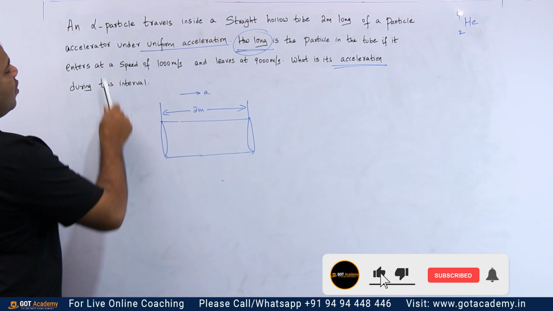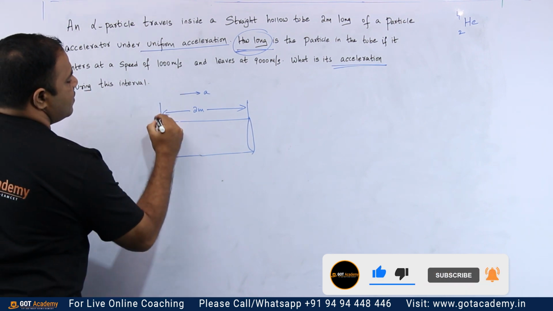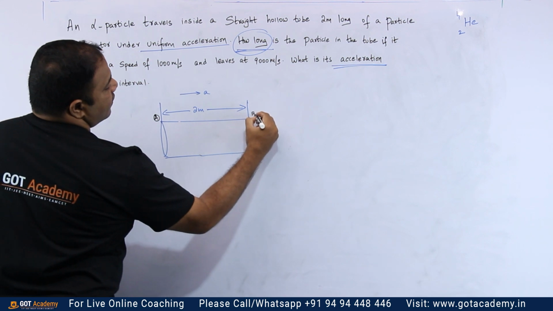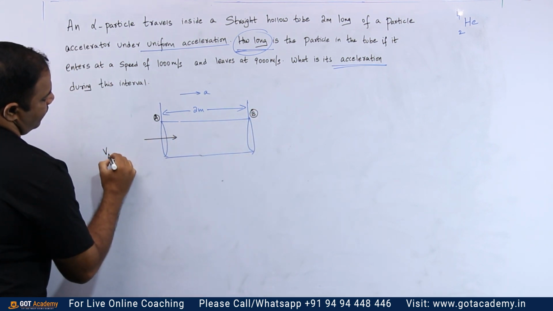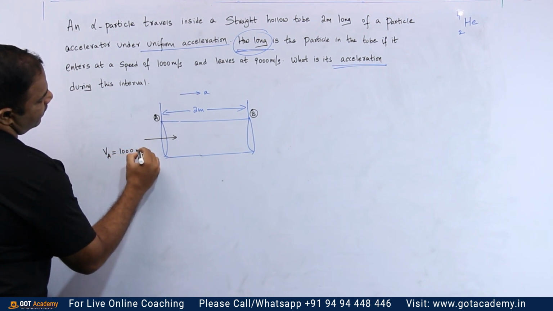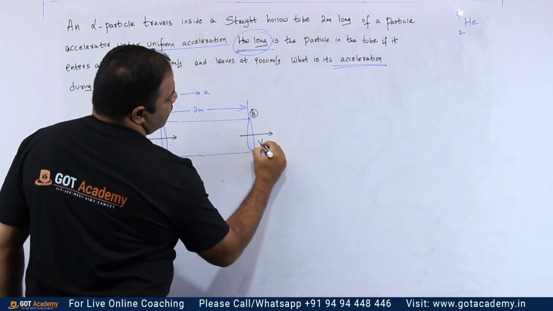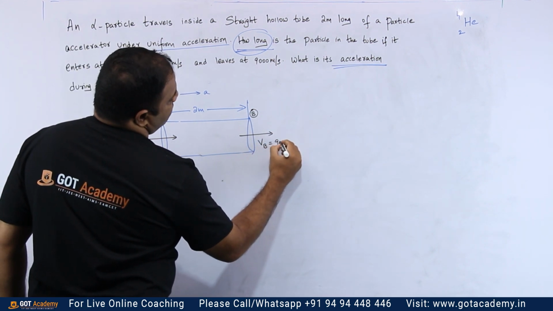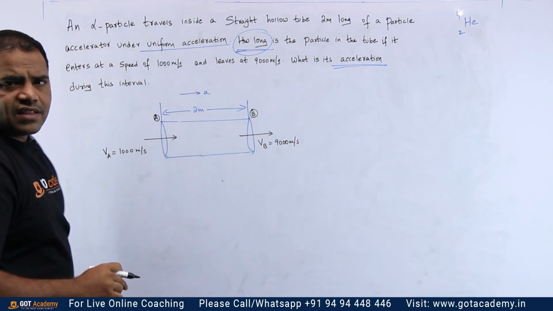It was given in the question that the alpha particle enters at a speed of 1000 meters per second. Let this be point A and let this be point B. So while entering, velocity at A is 1000 meters per second, and while coming out, velocity at point B is 9000 meters per second. So there are 2 things given here.